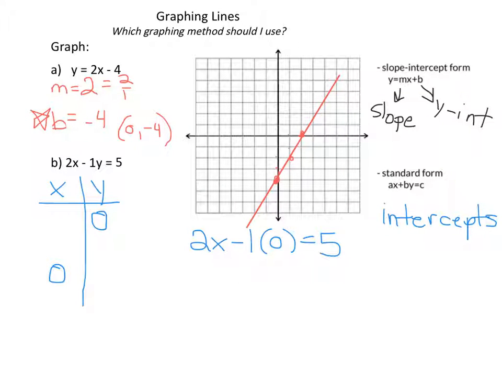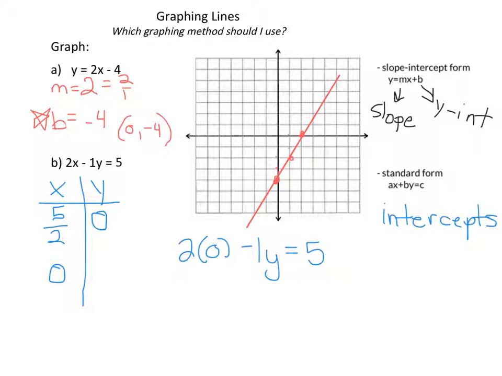To find that x-intercept, I'm putting 0 in for y. So now I have 2x minus 1 times 0 equals 5. To solve that equation, 2x equals 5 because negative 1 times 0 is 0. And I'm going to divide both sides by 2 to get that x alone, or isolate it. X equals 5 over 2. I fill that in on my t-chart and now I'm ready to move on to find my y-intercept.